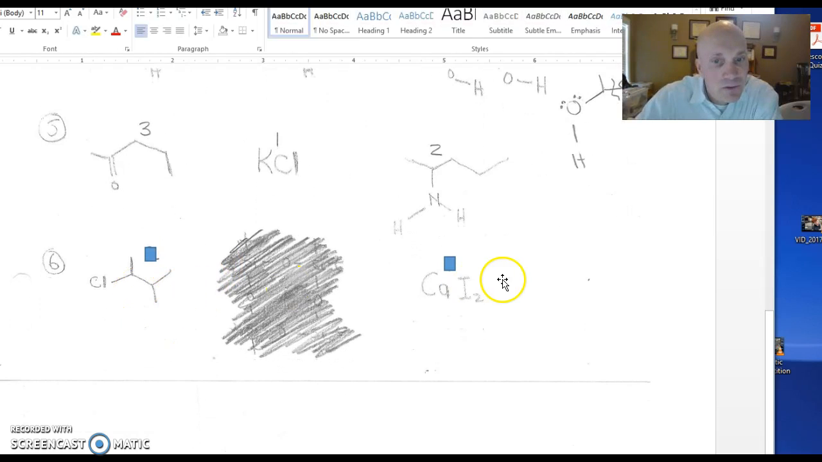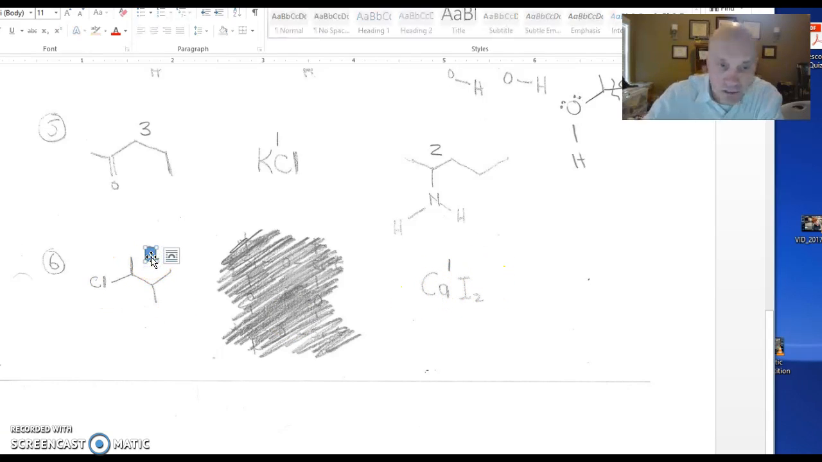All right, and how about between these 2? That's going to be an ionic compound, and since this one is not ionic, it's definitely going to be lower melting than this one right here.